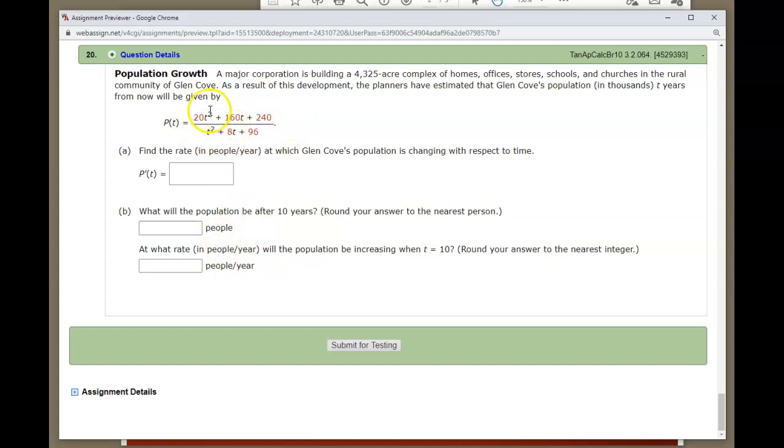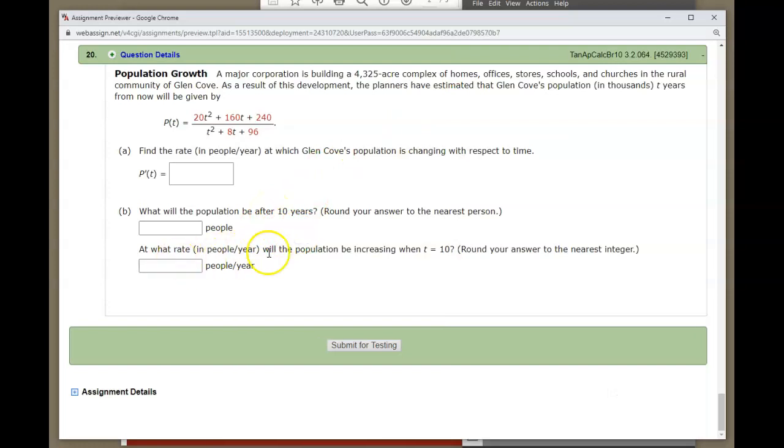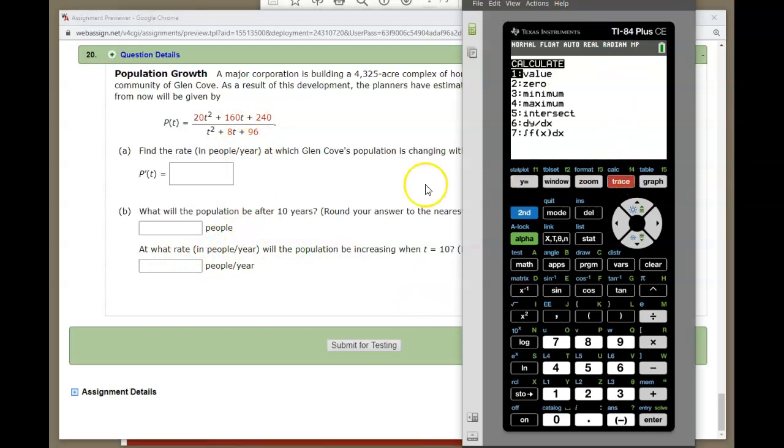Once you put this into y1, then you'll be able to find what the value is by doing the value. So that's that second trace, and you see the first one is value, and you'll put in 10. Now the rate is the derivative, so they'll want the derivative, so that would be dy dx. So you'll be using two of these functions when you put p into y equals. You'll be using the value for the population, and you'll be using the dy dx, which is 6, for the rate.